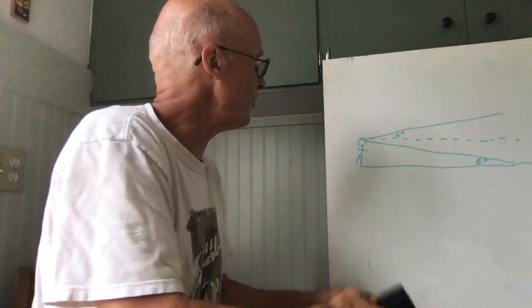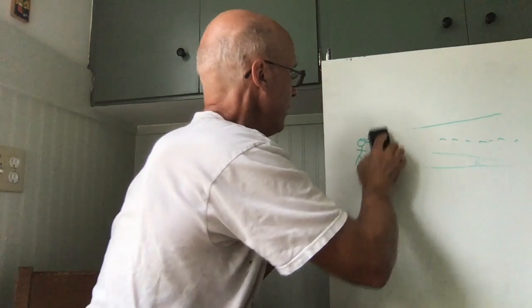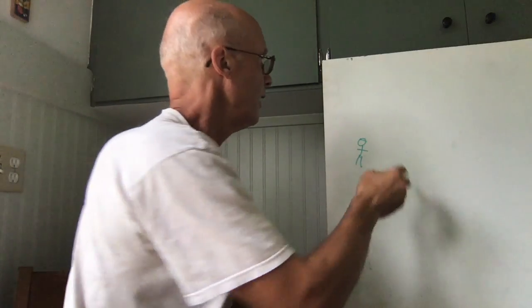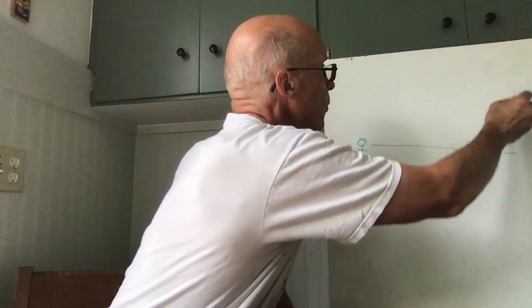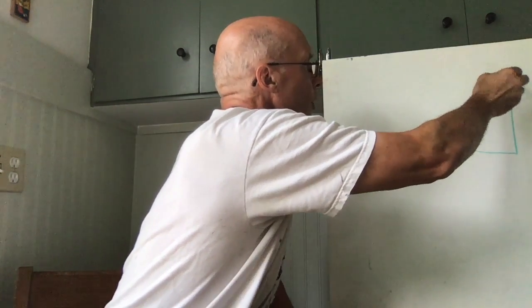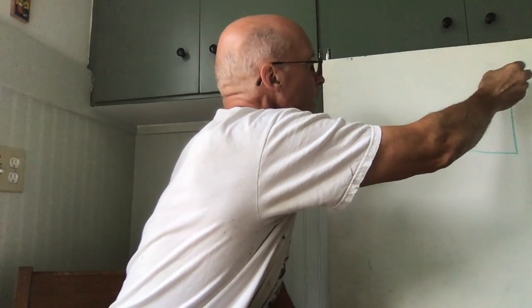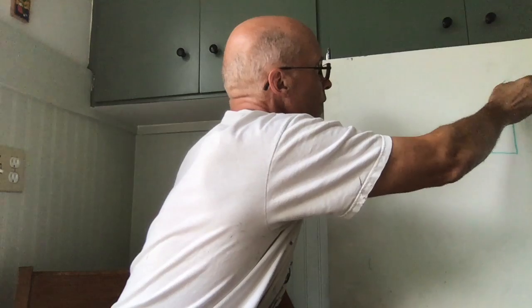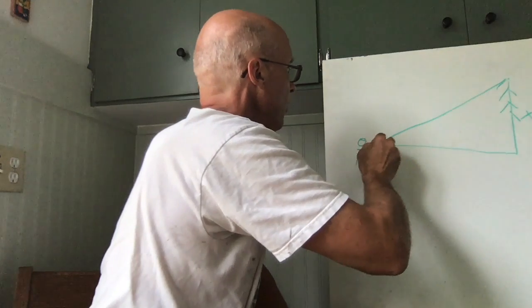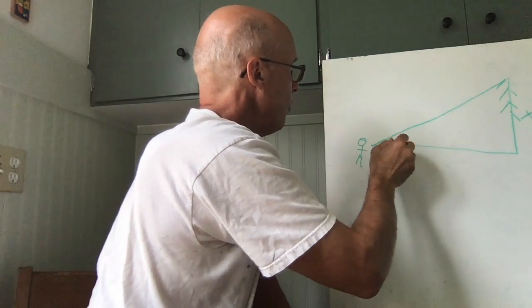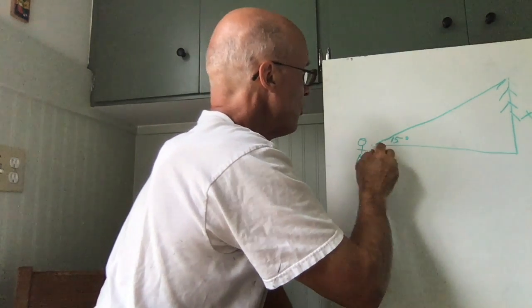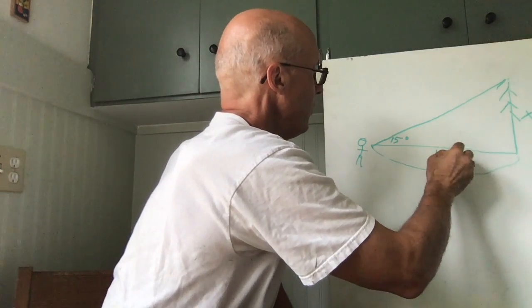Obviously, we can use this to solve some problems here. Let's say we've got a tree. We don't know how tall it is. We know that the angle of elevation is 15 degrees, and we can measure this distance here as 100 feet.